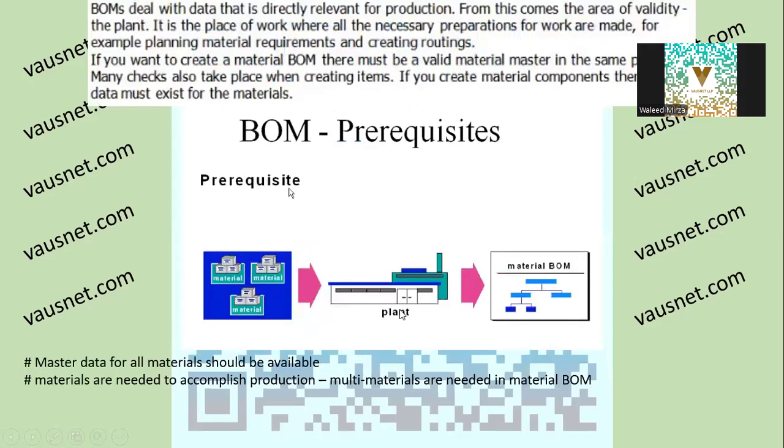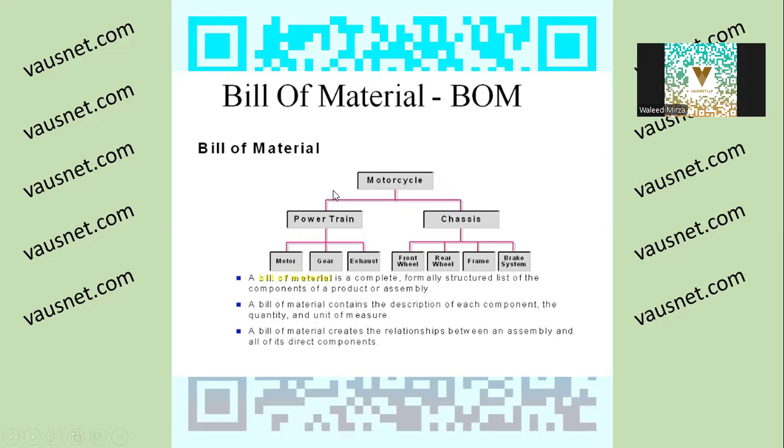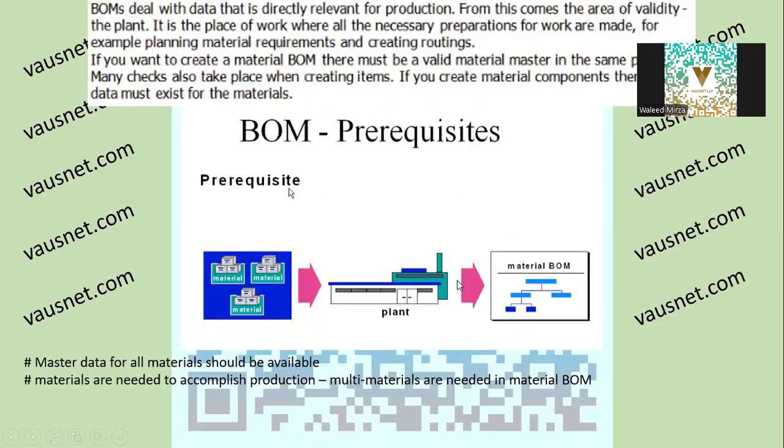So the requisites for a bill of material: what is a bill of material? It is that I want to create and produce a motorcycle. So I will need two segments to bring together, which are the powertrain and chassis, and the others are motor, gear, which are the molecular details. The bill of material for that motorcycle will need some prerequisites: the material is already there, the material master, and a plant, because based on this you will create a BOM.